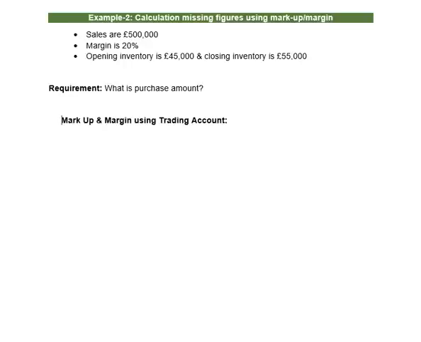Okay, so find missing figures, use your margin and markup. Example number 2: sales are 500,000, margin 20%, opening and closing inventory given. What is missing is your purchase figure. Okay, we will use a trading account, a mini income statement.